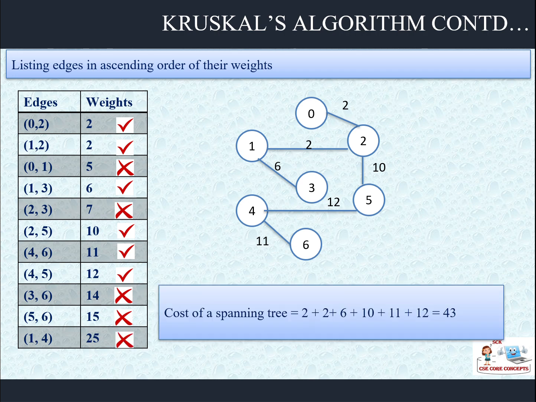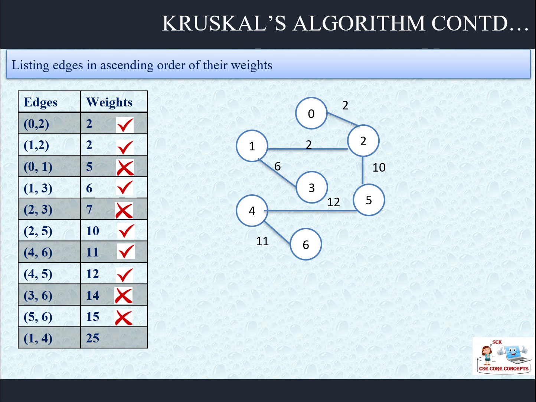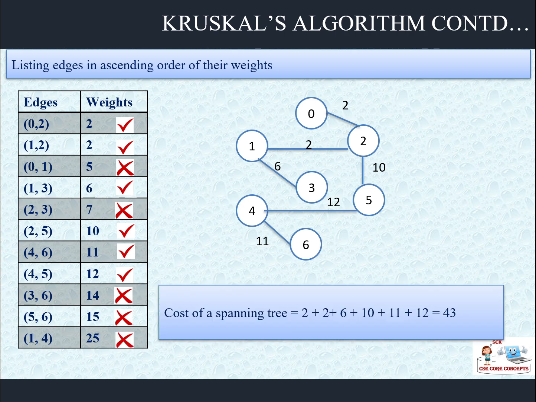Now to find out the cost. One thing you could see from this list is that there is only one path between 1 to 3, 0 to 2, 1 to 2, 2 to 5. Between any pair of nodes there exists only one path, which is the minimum. And secondly, there is no cycle formation. This is a spanning tree.